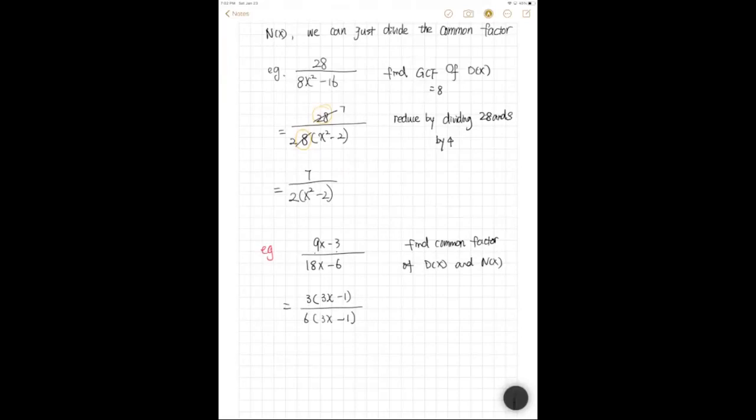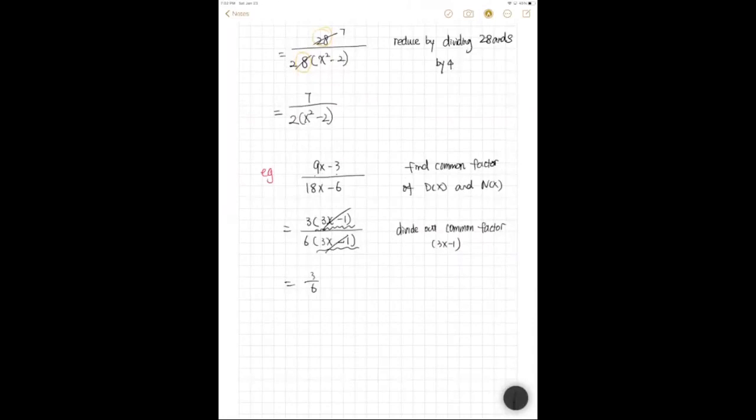So look, the denominator and the numerator, they both have a common factor of what? 3x minus 1. So I can just divide out the common factor, which is 3x minus 1. So I have 3 over 6. And then I can keep reducing because they both have a common factor 3. So I can divide by 3 on both. I have 1 and 2 left. So I have 1/2. Okay.